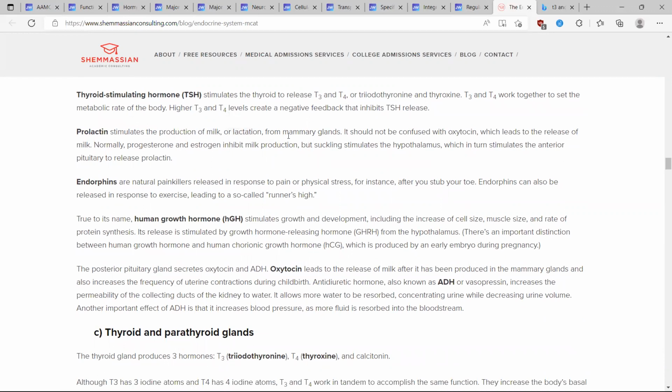Very important dynamic here. Prolactin produces, oxytocin leads to the release of the milk. So this is just two separate things. Prolactin will help produce the milk in the mammary glands, but the oxytocin is what actually allows for the milk to be released from the mammary glands.